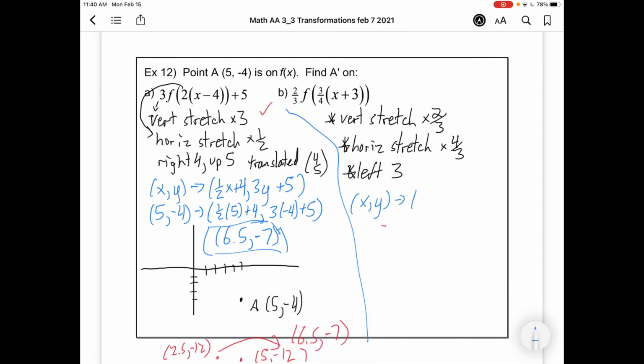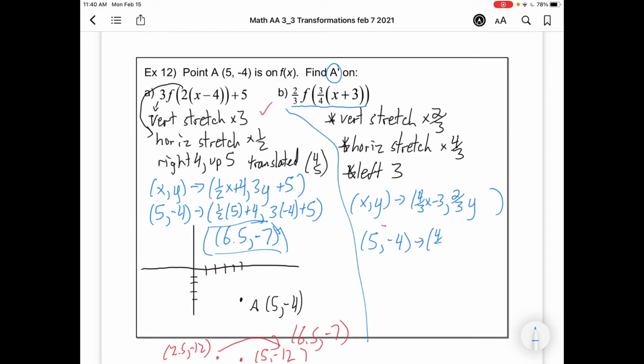So vertical stretch by a factor of 2/3 means 2/3 times the y. Horizontal stretch by a factor of 4/3 means 4/3 times the x. And left 3 means -3. That's what it's doing to the coordinates. Looks different in the function, but the map tells you what happens to the coordinates. In particular, we care about the point 5, -4.